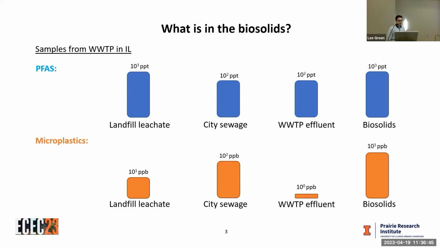Now for microplastics, the concentrations are in parts per billion. So we found 10 parts per billion in the landfill leachate, 100 parts per billion in the city sewage. Then it goes down in the effluent to 1 part per billion. And then the rest of them is concentrated in the biosolids, where we found thousands of parts per billion. So this is consistent with other studies. A lot of papers have reported that 99% of the microplastics go to the biosolids.